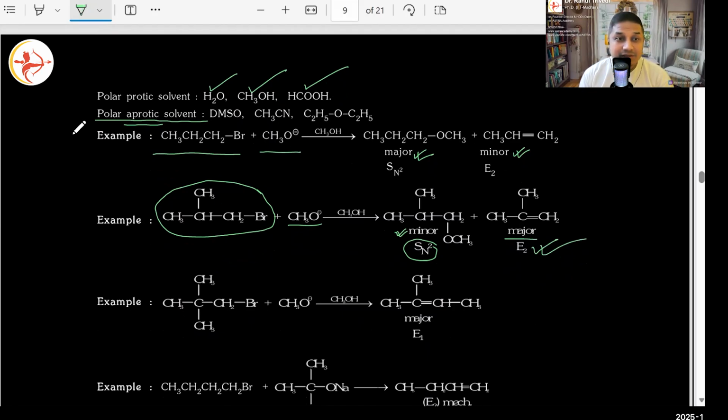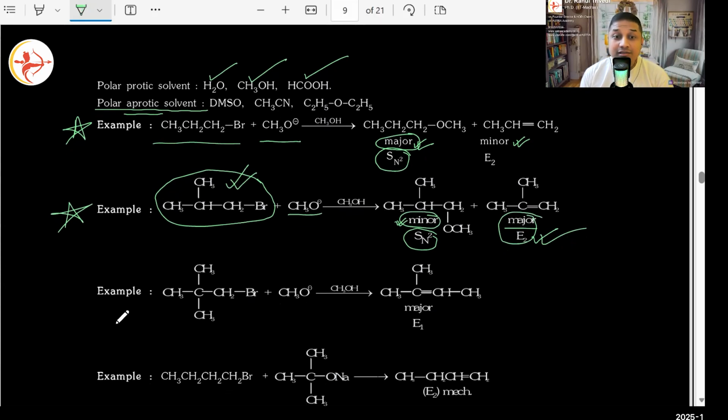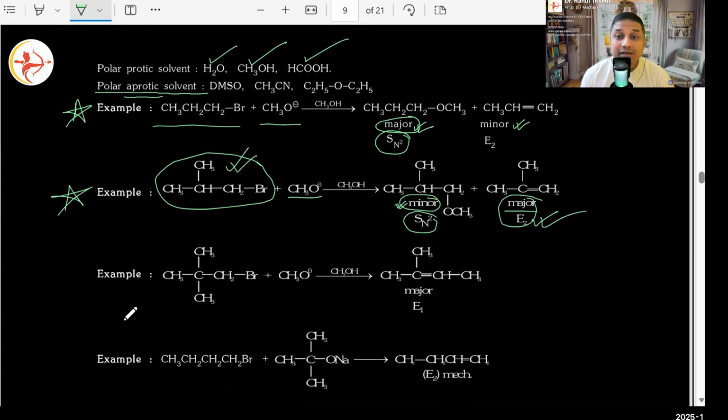In this example, you understood that there is nothing bulky here. That's why SN2 is the major product. But in this case, you saw that since there is at least a bulkier alkyl halide, SN2 becomes the minor product, but E2 becomes the major product. Nice. Another, take one much more bulky. What will happen? Only the elimination product will form. In fact, this becomes E1.